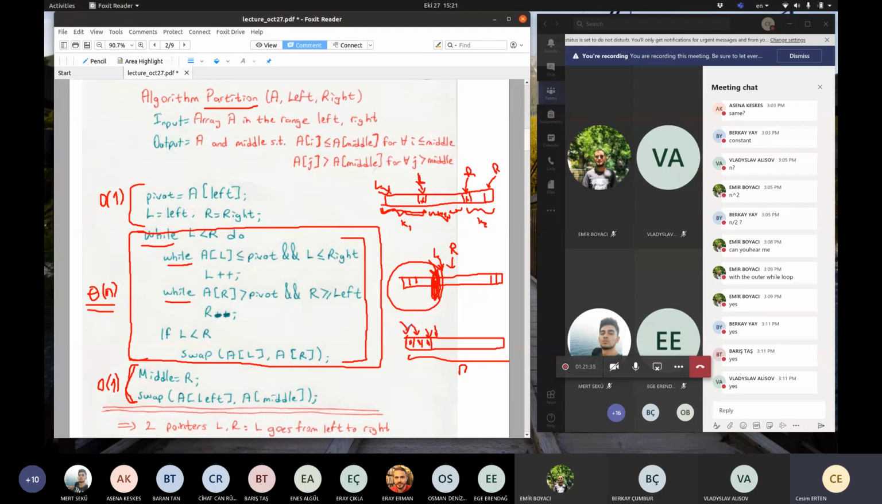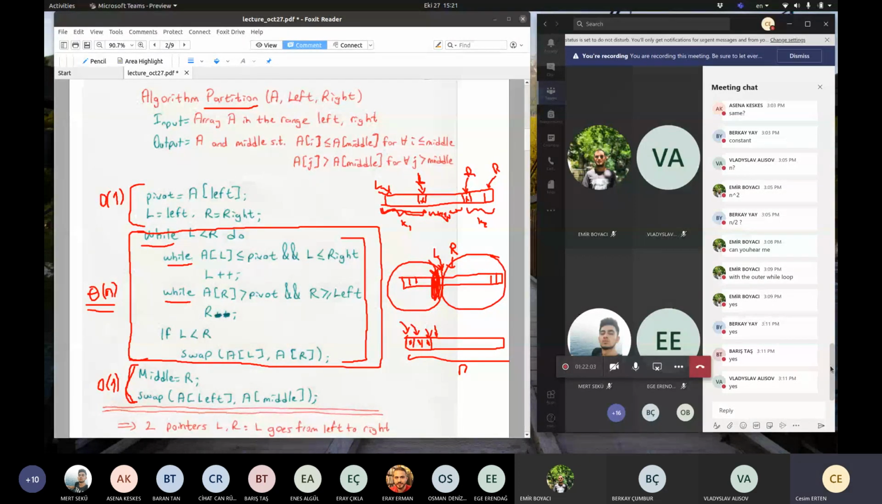the time spent for the L pointer will be similar to this linear sweep towards right, which is the number of elements here, and the time spent within the second while loop will also be proportional to the number of elements in this right subarray. Okay, overall, the running time of the whole while loop will be n, will be linear.